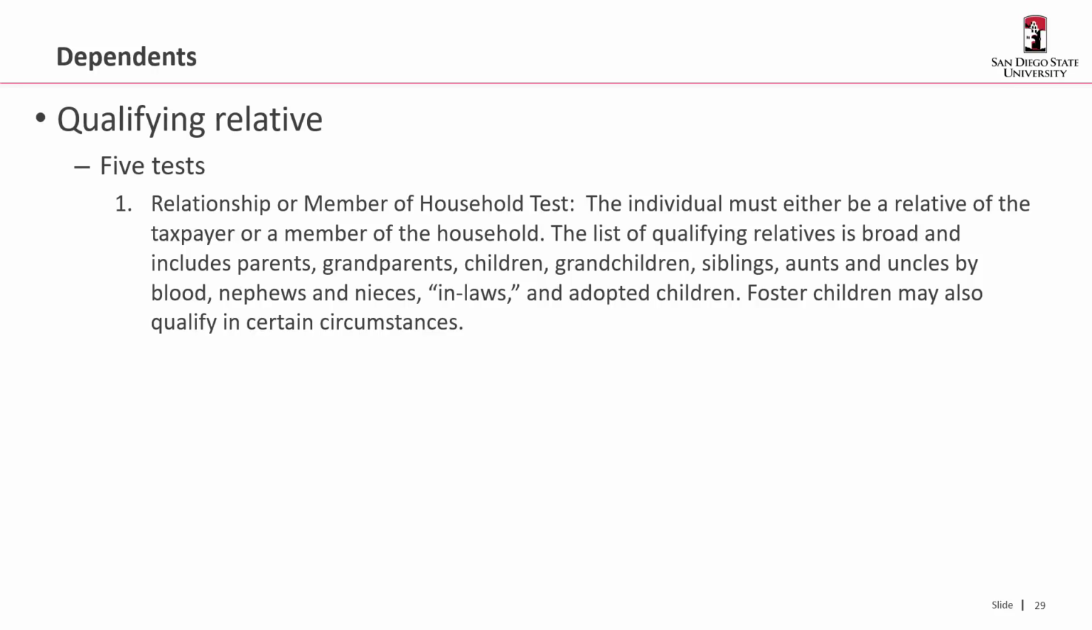So what does it mean to be a relative? Well, it's not any relative, but it is a pretty broad list. Parents, grandparents, children, grandchildren, siblings, aunts, uncles, nephews, nieces, in-laws, adopted children, those are all qualifying relatives. Foster children also under certain circumstances. They don't have to be a qualifying relative if they're a member of the taxpayer's household for the year.